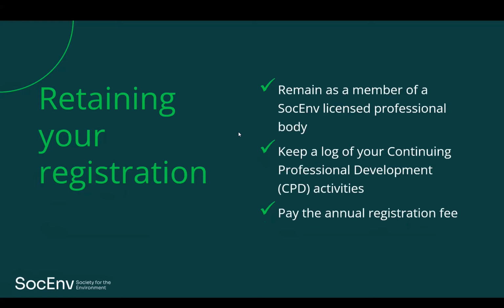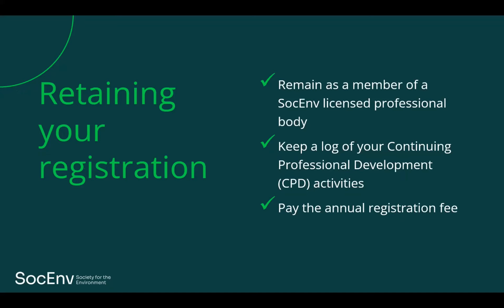Now you've gone through the effort of gaining your CEnv registration and you probably want to keep hold of it. So there are 3 steps to do this, and they include retain or remain a member of one of our licensed professional bodies. This could be the professional body you achieved your CEnv with. So say you applied through CIOB, you could stay with them as a member. Or you could transfer to another one of our 25 other professional bodies for whatever reason that you need to. So as long as you stay as a member of one of our licensed professional bodies, that's fine.